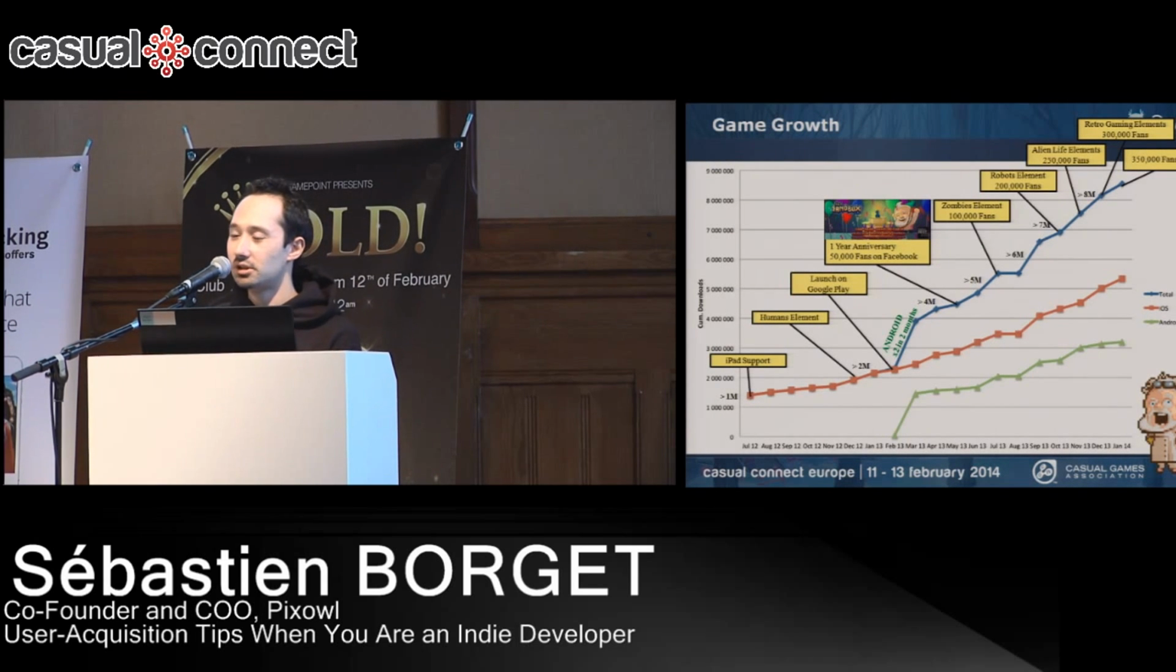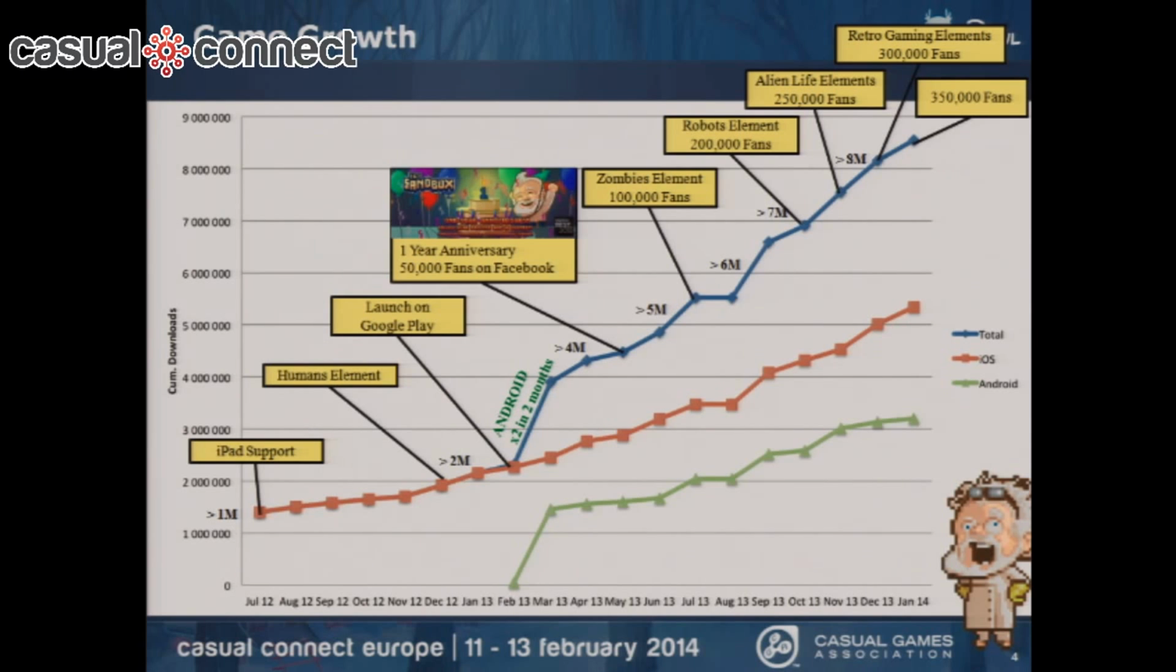All this growth didn't come at once. In the first months after launching, we were around 1 million downloads. I've put on this graph how we kept the growth going. Mostly it came from updating the game very regularly, almost every month. I believe we have 10 to 15 updates per year on the game. When we launched on Android, it also helped double the user base from 2 million to 4 million players.